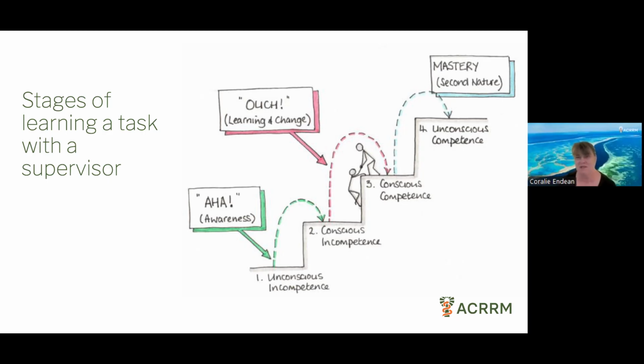And now this is the bit that you can actually help in. And this is the step from conscious incompetence to conscious competence. It's painful and it requires a bit of tact, but you get all of that positive reinforcement and feedback from the registrar at the other end.